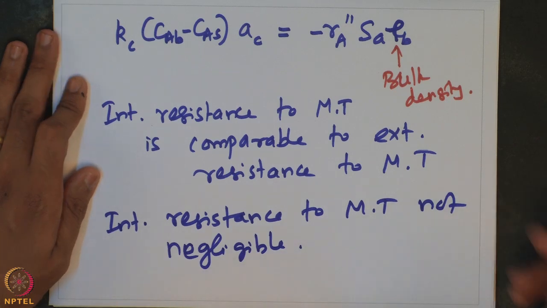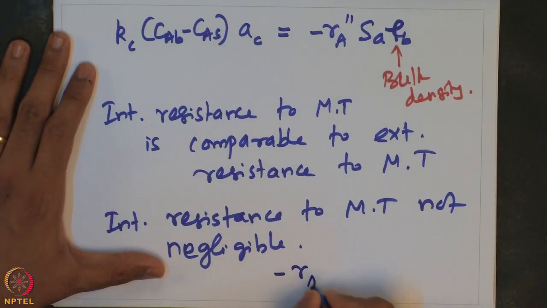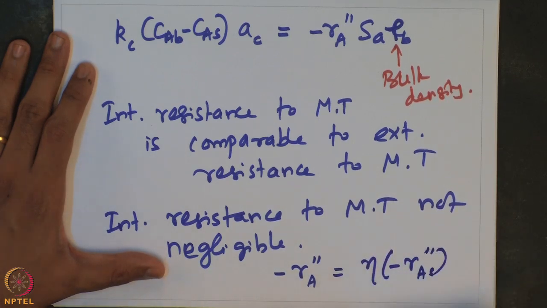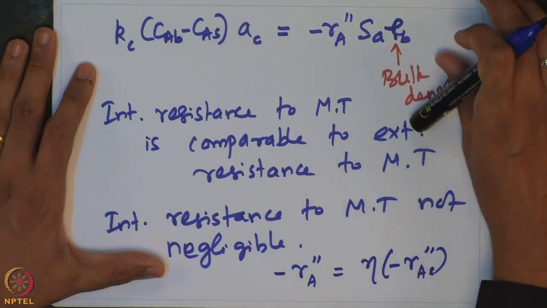So if internal resistance to mass transport is not negligible, we saw in the internal diffusional limitations case that the overall rate at which the reaction happens can be related to the rate if the species is actually at the surface concentration, or we can relate it to the intrinsic kinetics by using the internal effectiveness factor. How do we do that? We can now say that R_A double prime is essentially equal to the internal effectiveness factor eta multiplied by R_A at the surface conditions, R_AS.